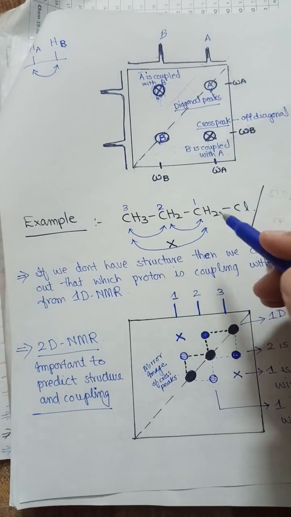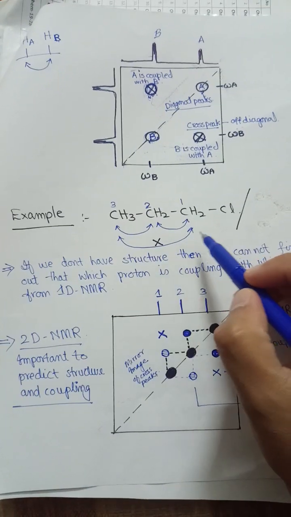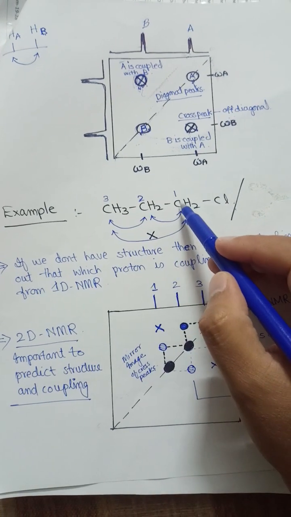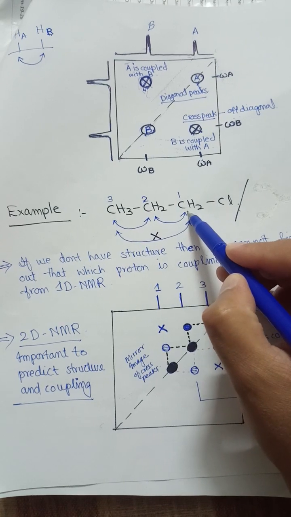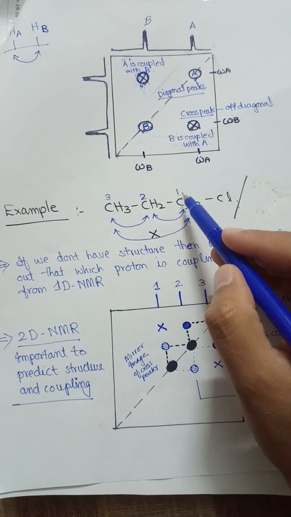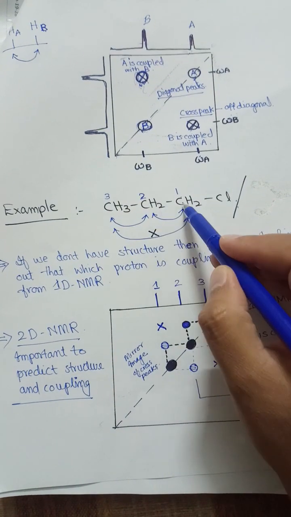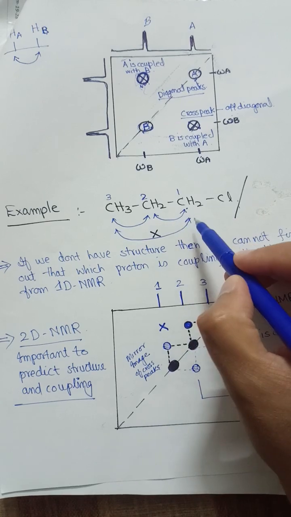Now we are going to take another example. Let's suppose we have a structure like this: CH3, CH2, CH2Cl. All these protons are different; they are present in different environments. So this is for the first carbon's protons, the second carbon's and the third carbon's protons, and 1 is coupling with 2, and 2 is coupling with 3, but 3 is not coupling with 1.